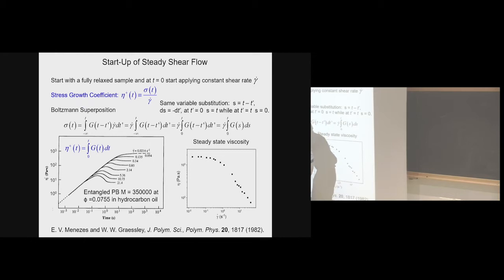And you can see that would work fine for this sample. But other samples can have much longer relaxation times, so you have to be very careful. Otherwise, the rheometer will continue spitting out numbers, but the numbers may not mean what you think they mean.